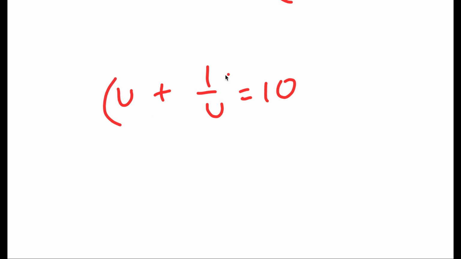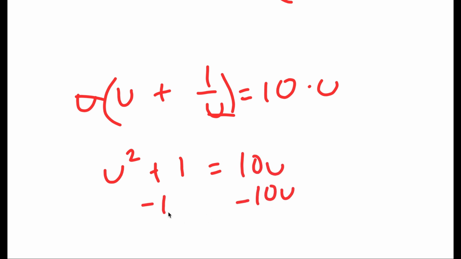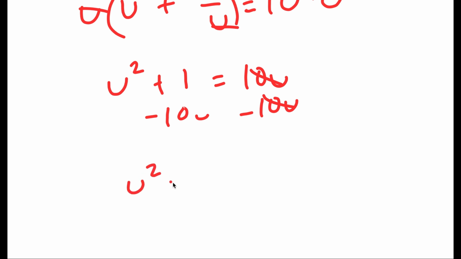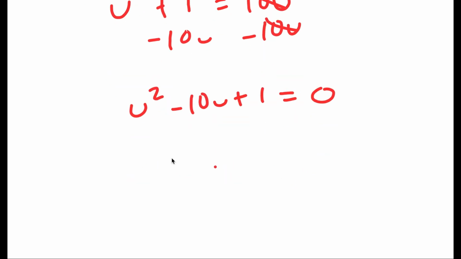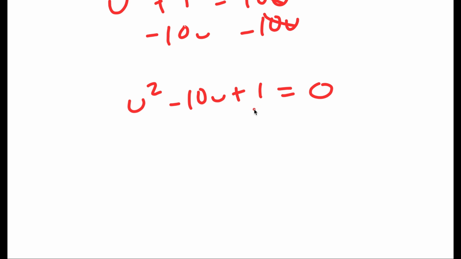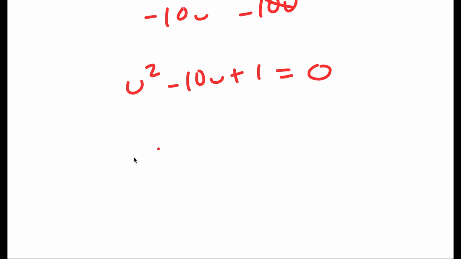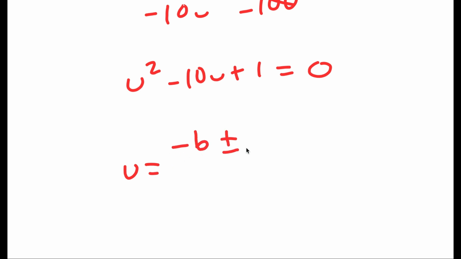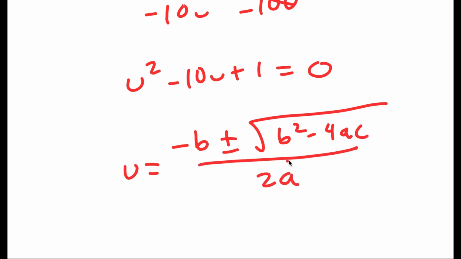So now, if I multiply both sides by u, I get u squared plus, these two cancel out, so just plus 1 is equal to 10u. And now I'm going to subtract 10u on both sides. So I get u squared minus 10u plus 1 is equal to 0. And this is a quadratic equation, meaning to solve this, I can use the quadratic formula, which is negative b plus or minus the square root of b squared minus 4ac all over 2a. So in this case, a is 1, b is negative 10, and c is 1.